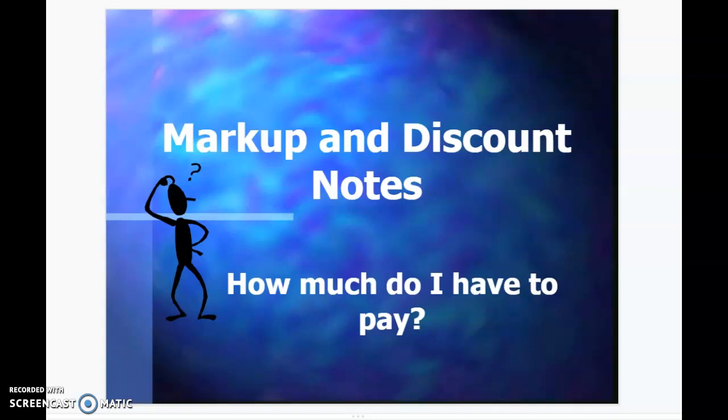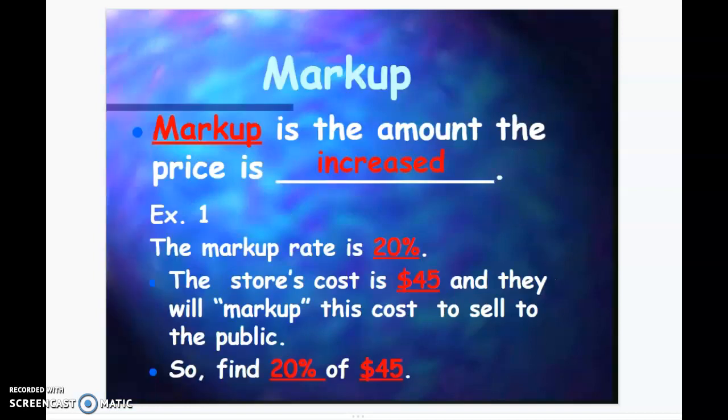Now, as you see there on the screen, we're going to be asking ourselves, how much actually are we going to pay? Now, markup is going to be the amount that a price can be increased. So the example that we have here is that a markup rate is 20%. Now, the store's cost is going to be $45. So just a little background information.